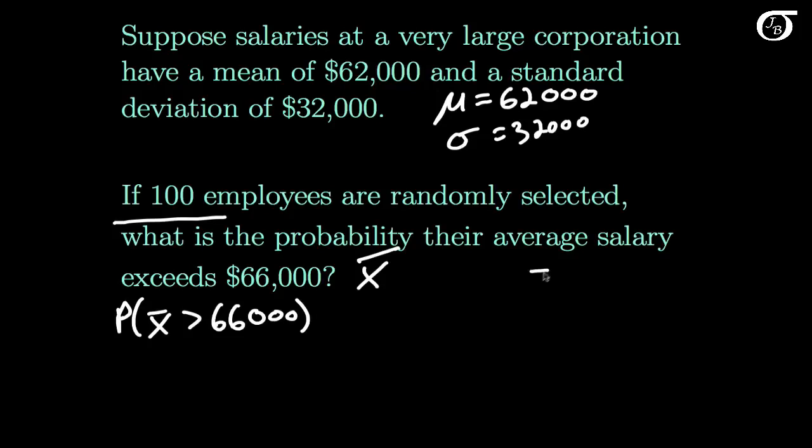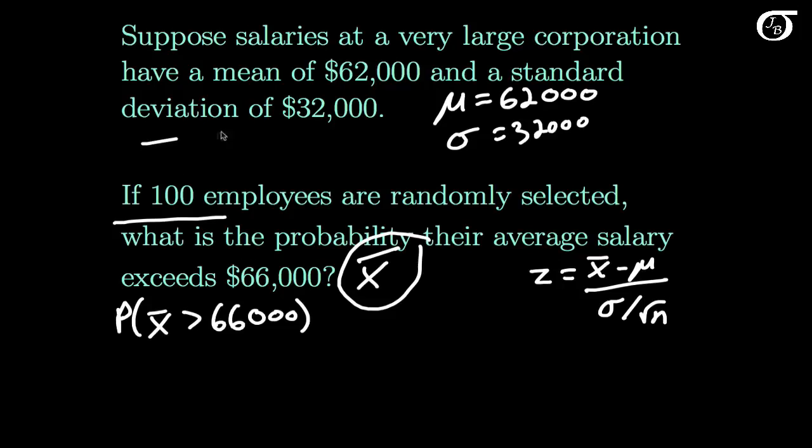Well, we previously had this notion that we can standardize that and call it a z if we go x bar minus mu over sigma over the square root of n. And here, the fundamental difference in this question as opposed to the previous question is that x bar is going to be approximately normally distributed by the central limit theorem. The central limit theorem tells us that the sample mean will be approximately normally distributed in this spot, so we can come up with an approximate probability, even though we don't know the real distribution of the salaries.